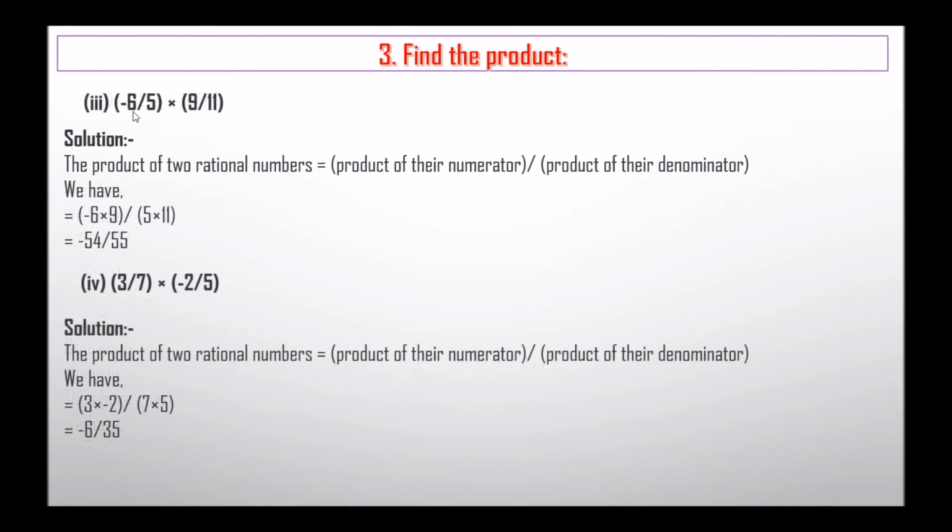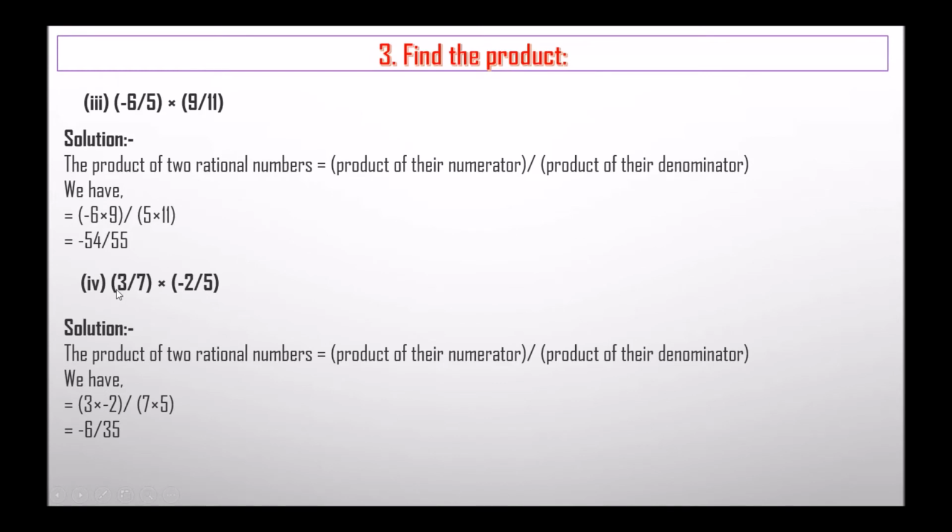Minus 6 upon 5 into 9 upon 11. First we will multiply the numerators. So minus 6 and 9, that is minus 54. Then we will multiply the denominators. So 5 and 11, that is 55. So the answer is minus 54 upon 55.